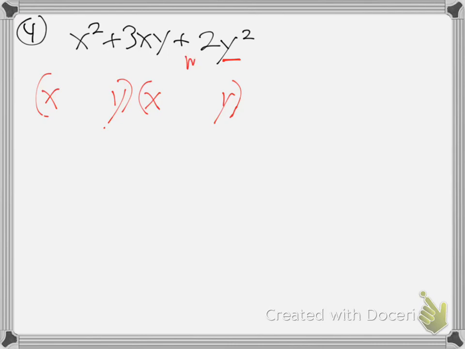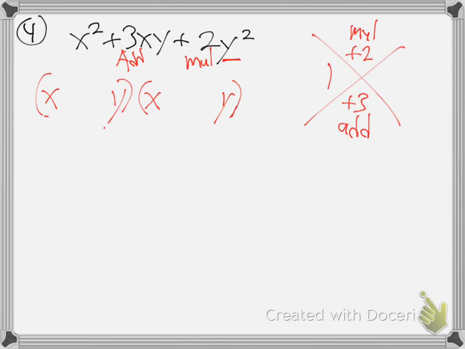You're looking for two numbers that multiply to be 2, add to be 3. You can do the little diamond thing. Multiply to be 2. Don't worry about the letters. We've already got the letters in place. So two numbers that multiply to be 2. What times what is 2? 1 and 2.